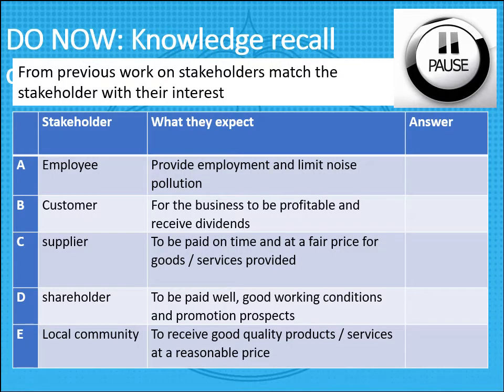Just a quick knowledge recall to get your brain working. What I would like you to do is to match what the expectations are to the different stakeholder groups. Remember from last year, a stakeholder is anyone who has an influence on the success of the business. So the first one, what they expect is to provide employment and limit the noise pollution. And that answer is E, the local community. So you just write down E in the answer box provided.